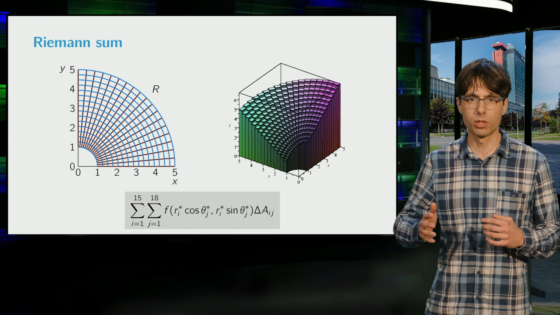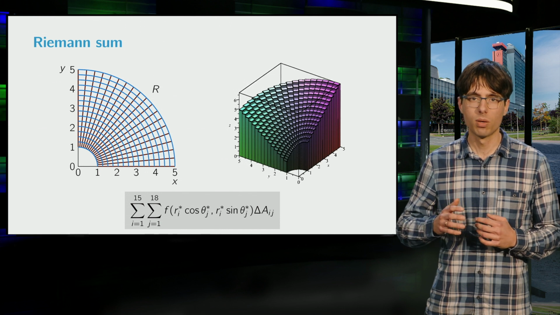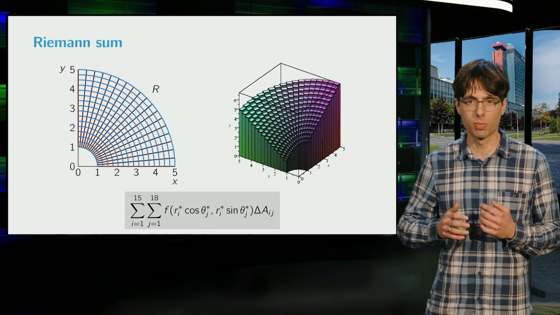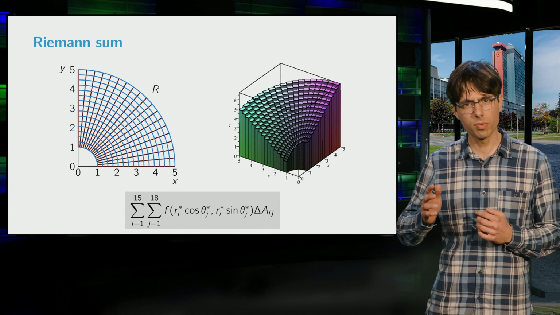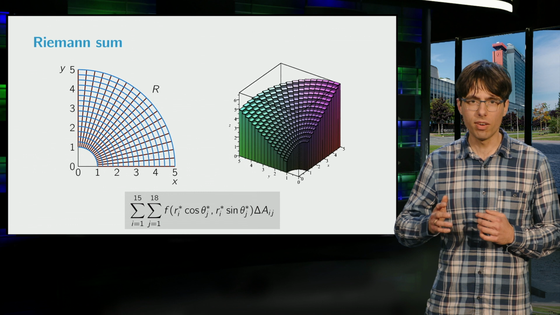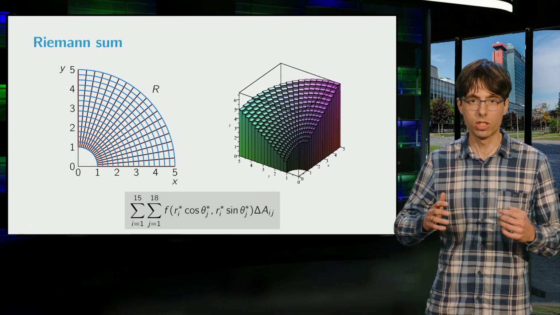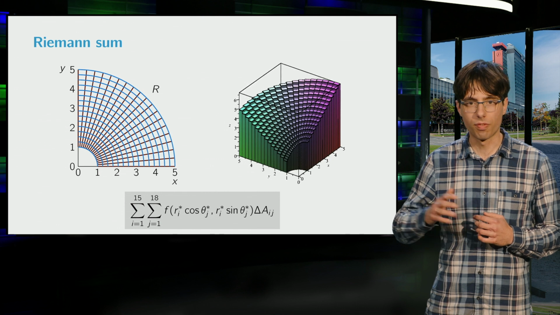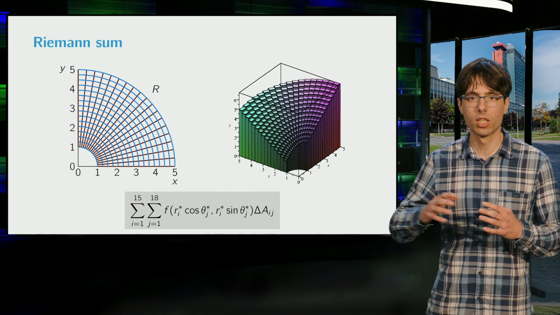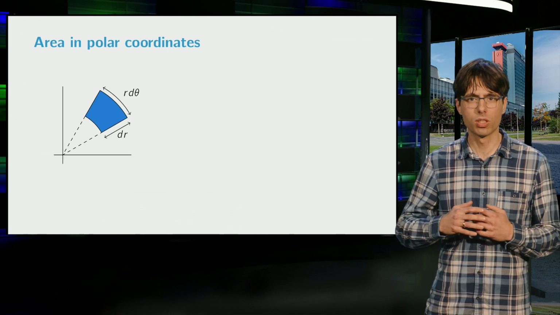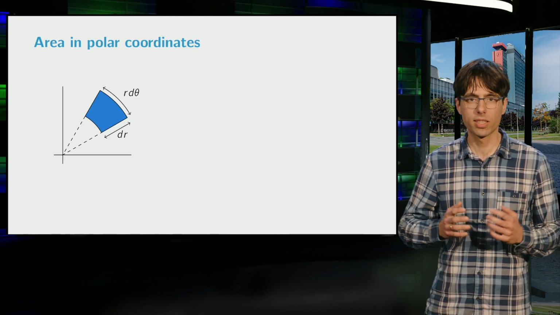The volume of each bar is the product of the height, which is the function value at the chosen point, with the area of the small polar rectangle. Now something peculiar happens. The area of such a small polar rectangle is not equal for each small polar rectangle. The further away they are from the origin, the larger this area becomes. So how can we compute the area of such a small polar rectangle?